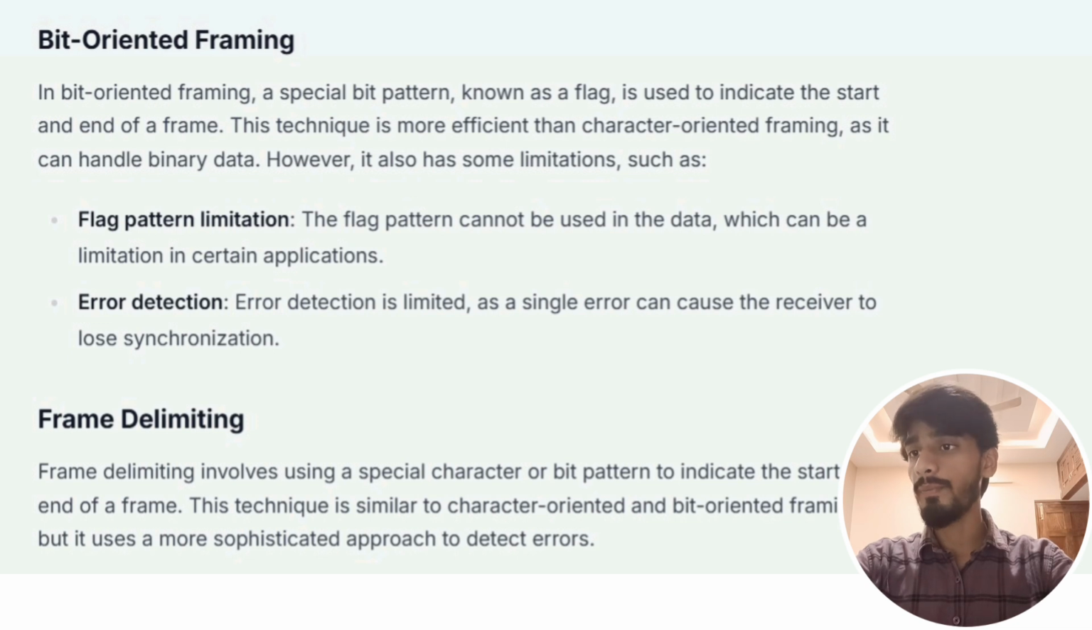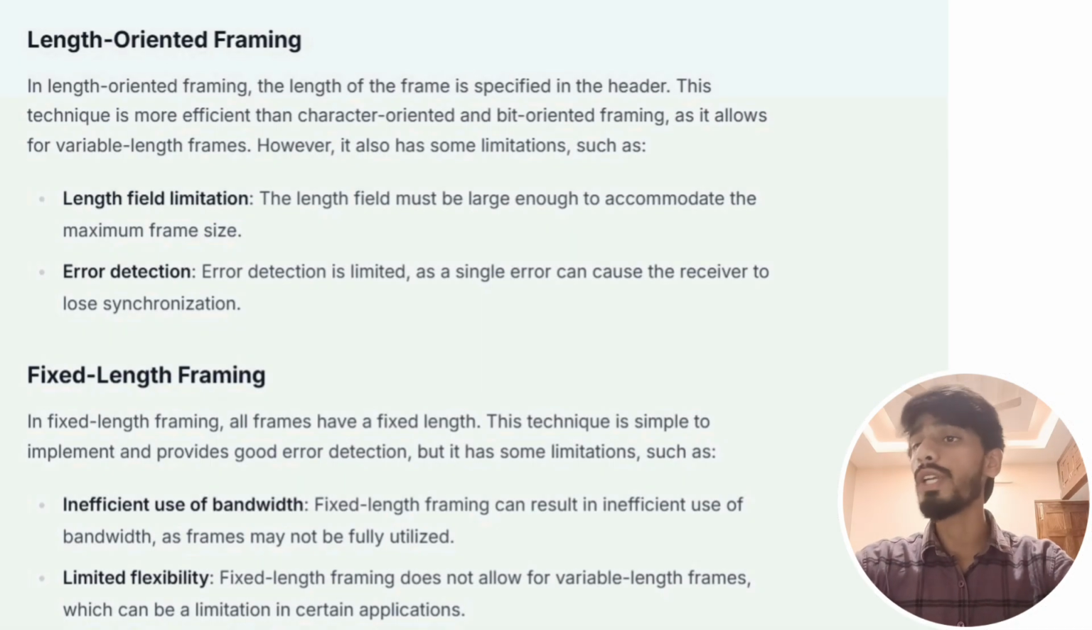Frame delimiting. Frame delimiting involves using a special character or bit pattern to indicate the start and end of a frame. This technique is similar to character oriented and bit oriented framing, but it uses a more sophisticated approach to detect errors.